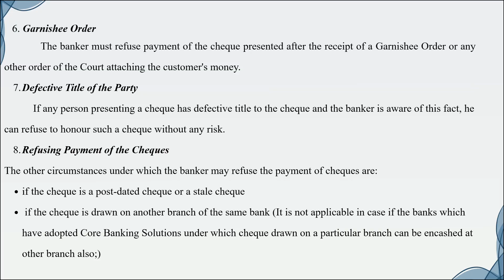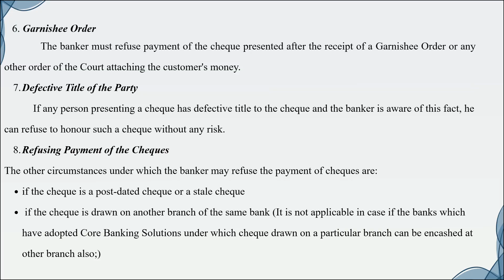Then next one is defective title of the party. If any person presenting a check has a defective title to the check and the banker is aware of the fact, he can immediately refuse the payment of the check. Then the last one is the other circumstances under which the banker may refuse payment of checks. First circumstance, if the check is a post-dated check or a stale check, they can refuse.